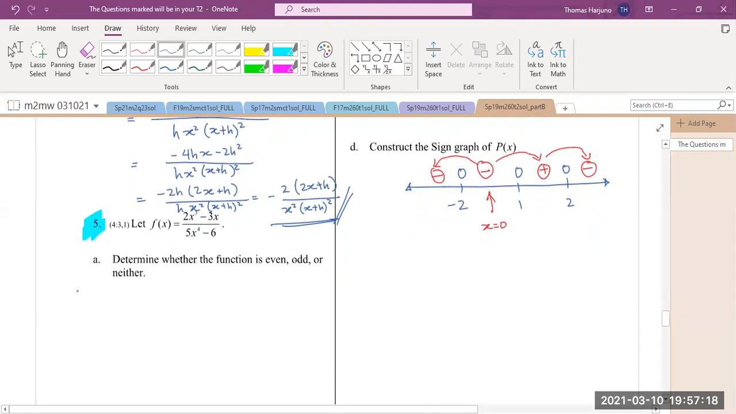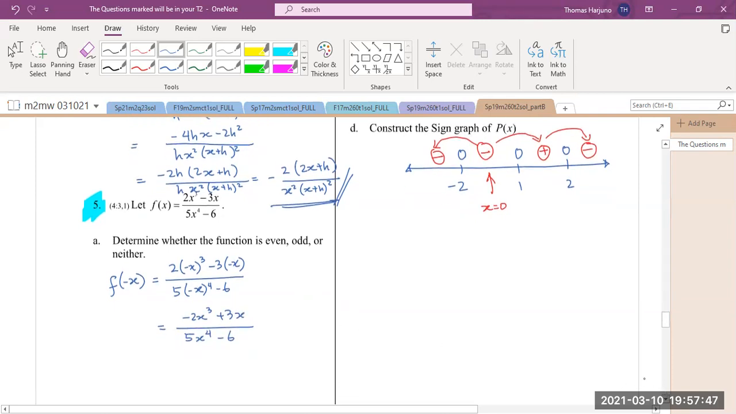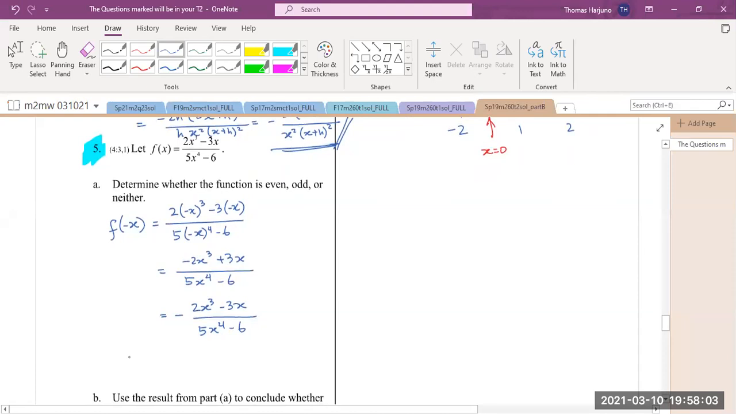determine if this function is even or odd. Replace x by negative x. Simplify. The denominator is already the same. The numerator is the opposite. So let me factor that negative out from the top. Okay, such that we can now say that f of negative x is equal to negative f of x. Therefore, the function is odd again, right? It's odd.